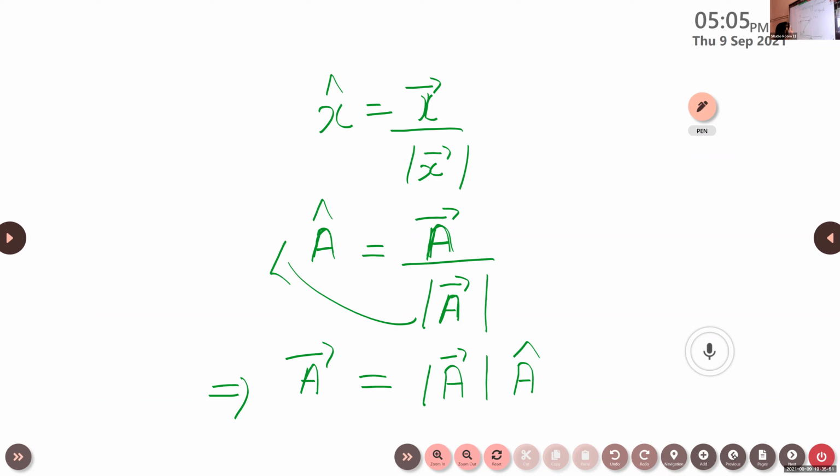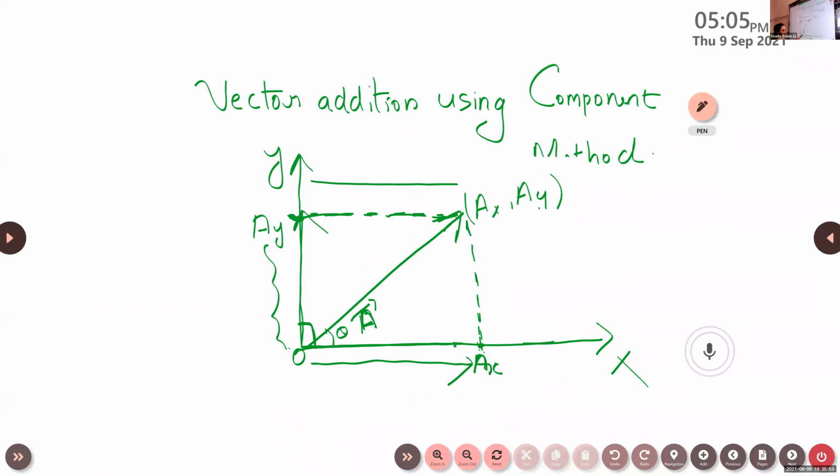Again, here we consider a coordinate system, that is, ax is along the x direction and ay is the vertical component, along the y direction. In the previous class we mentioned the unit vectors corresponding to the x-axis, y-axis and z-axis.